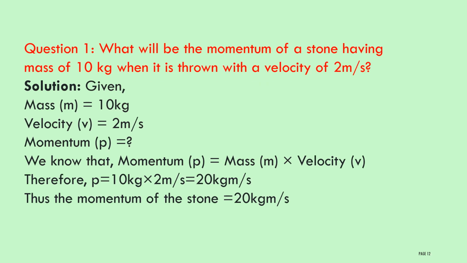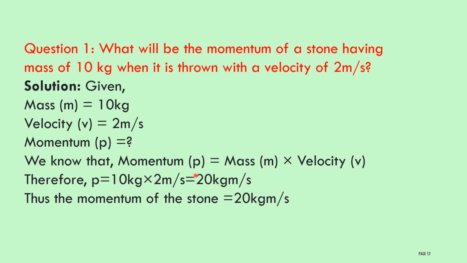Let us solve some numerical problems here. Question number 1. What will be the momentum of a stone having a mass of 10 kg when it is thrown with a velocity of 2 meter per second? Here they are given mass 10 kg and velocity 2 meter per second. Then you have to calculate the momentum.